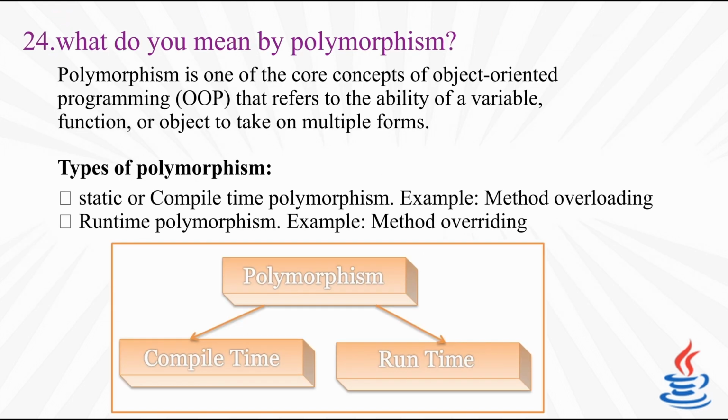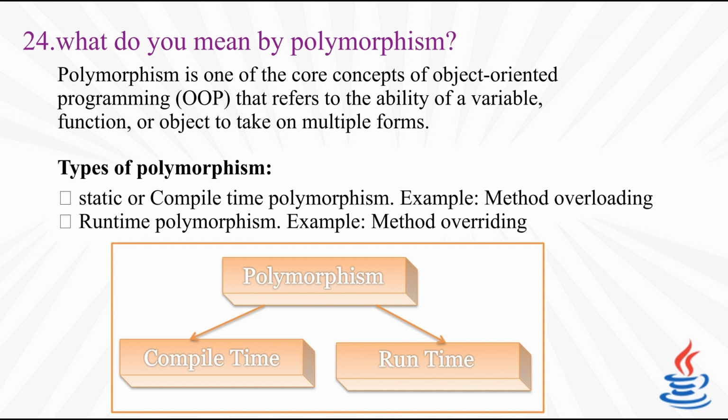Next question is, what do you mean by polymorphism? Answer is, polymorphism is one of the core concepts of object-oriented programming. That refers to the ability of a variable, function or object to take on multiple forms. In other words, we have the same code or operation, but it will behave differently in different contexts.